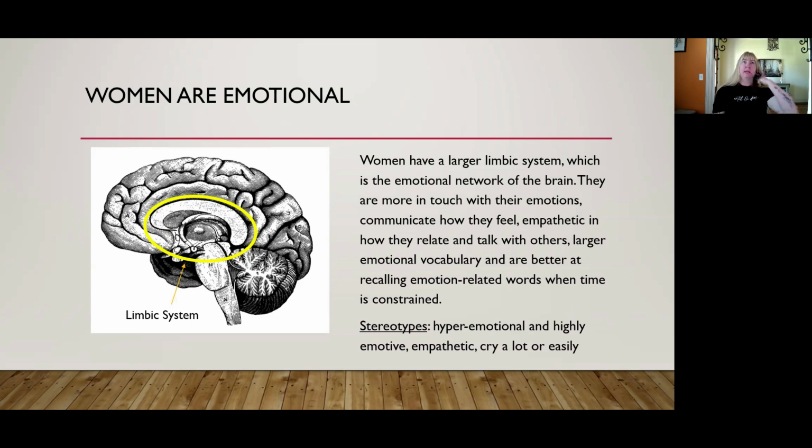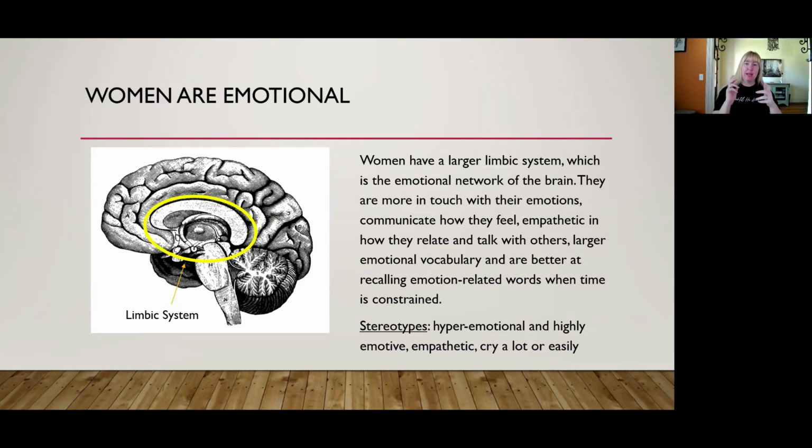It's interesting because I've heard the stereotype that women use twice as many words as a man does in a given day, but I couldn't find any true research to back up that claim. Instead, what the research bore out is that women have a larger emotional vocabulary, but also that they are better at recalling and utilizing emotional words when time is constrained. Well, when is time constrained? Well, when someone's yelling at you and demanding an answer right away, right?